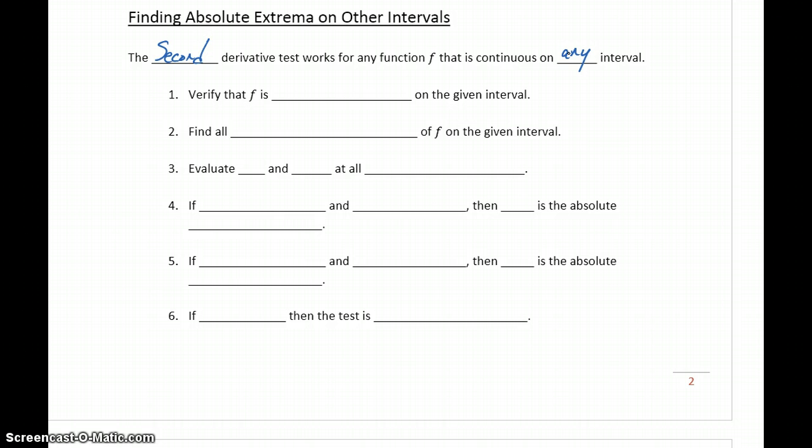In order to apply it, we first want to verify that our function is continuous on whatever that given interval is. If we're considering from negative infinity to infinity, the function needs to be continuous everywhere. If we're considering from 0 to infinity, our function needs to be continuous on that given interval. We need to find all critical values, which is again where our first derivative is equal to 0 or undefined. Then we're going to evaluate both the first and second derivative at each of those critical values.